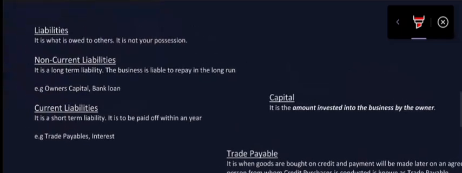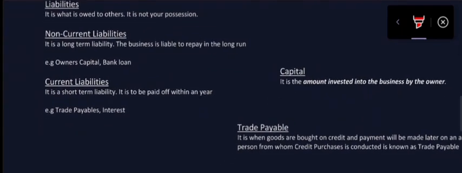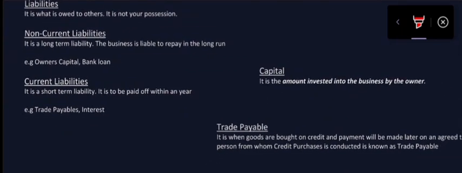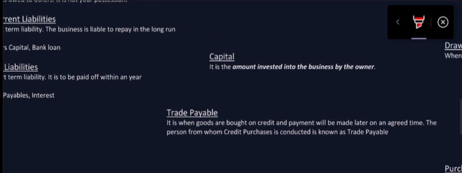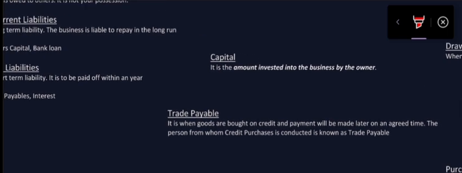Now on to our non-current liabilities. These are your long-term liabilities. The business has to pay these at a later date, which can be more than a year. For example, any loan you take from a bank. Capital is also your non-current liability. This is the amount invested by the owner to run the business.